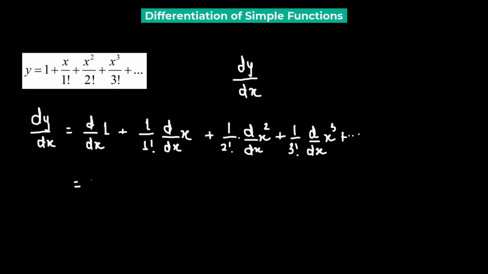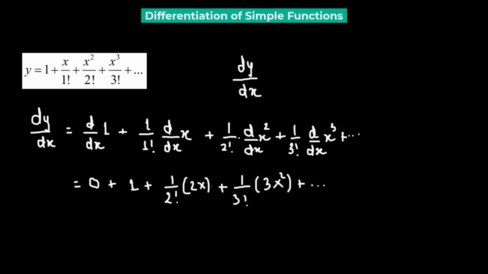So the derivative of the constant function 1 is going to be 0 plus 1 over 1 factorial. So we have the derivative of x, which is going to be 1, plus 1 over 2 factorial. The derivative of x squared is simply going to be twice of x plus 1 over 3 factorial times the derivative of x cubed, which is going to be 3x squared, and the derivative of the rest of the terms. So we have 1 plus, so 1 over 2 factorial is simply half, so half times twice of x plus 3 factorial. So 3 factorial is 3 times 2 factorial. So we have 3x squared.